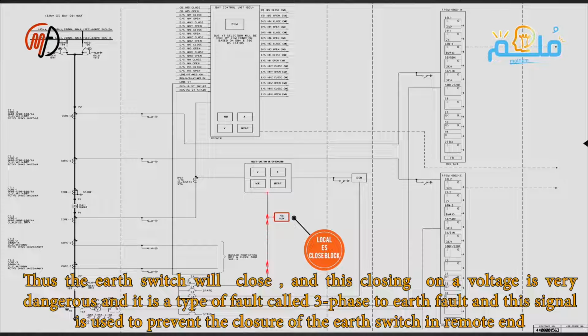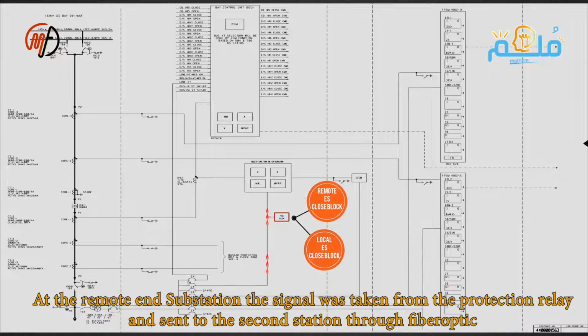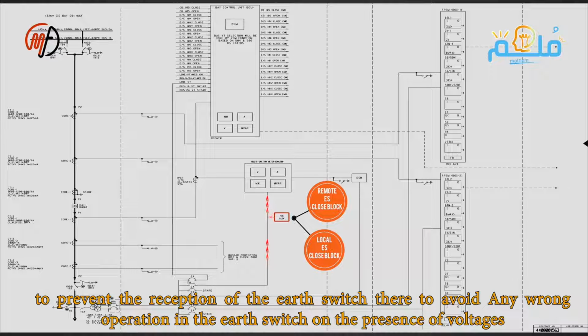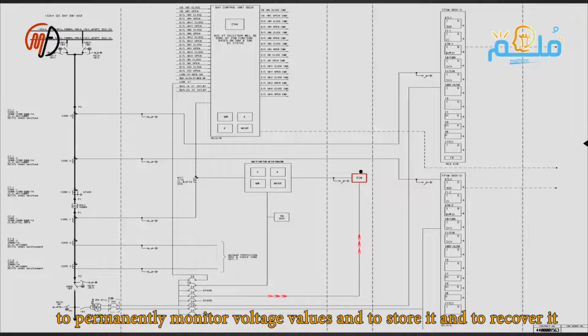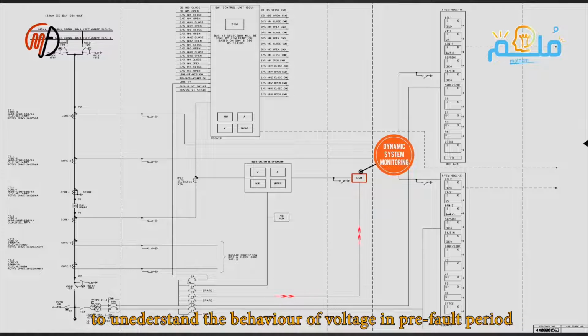a phase-to-earth fault. This signal is used to prevent the closing of the earth switch at the remote line end in the other distant station. This signal is sent to the protection relay and transmitted to the second station via fiber optic to prevent the earth switch from operating there, to avoid any incorrect operation when there is voltage on the line. The fourth path goes to the DSM, the dynamic system monitor, which continuously monitors the voltage and stores it for reference in case of faults, to understand the behavior of the voltage for a period before the fault occurs.